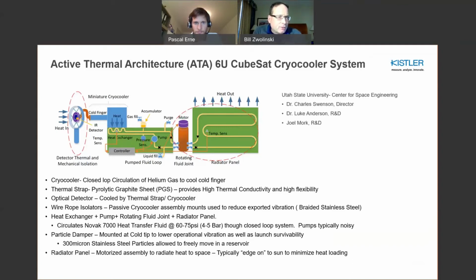There actually is also a particle damper at the cold tip as well, where 300 micron stainless steel particles are used in a cavity or a reservoir. And the work that was done basically identified like a 50% fill was an effective way to mitigate some of the vibration for sure. And the radiator panel is a motorized assembly, and it typically wants to be edge on to the sun to minimize heat loading.